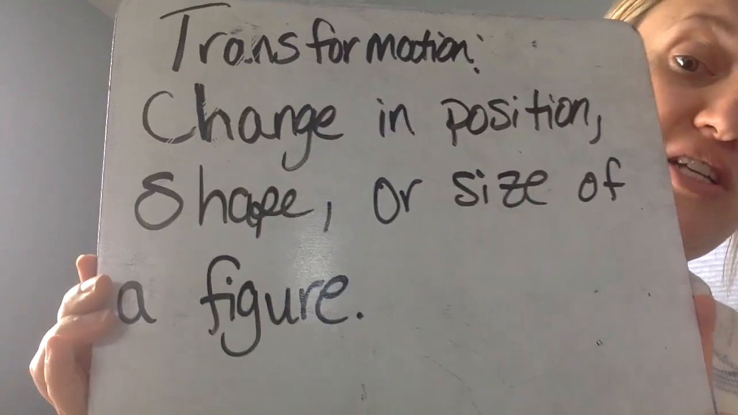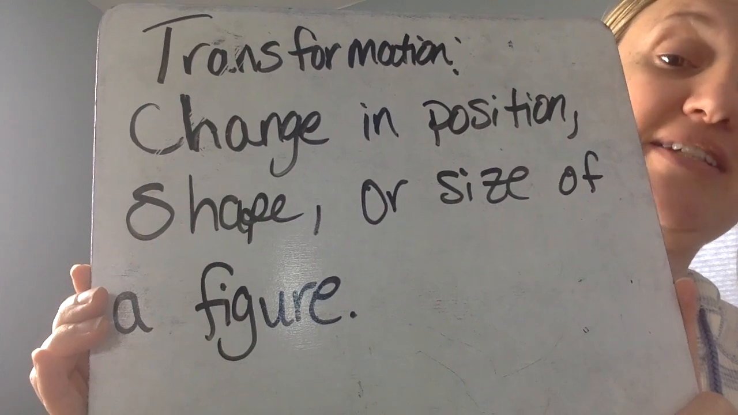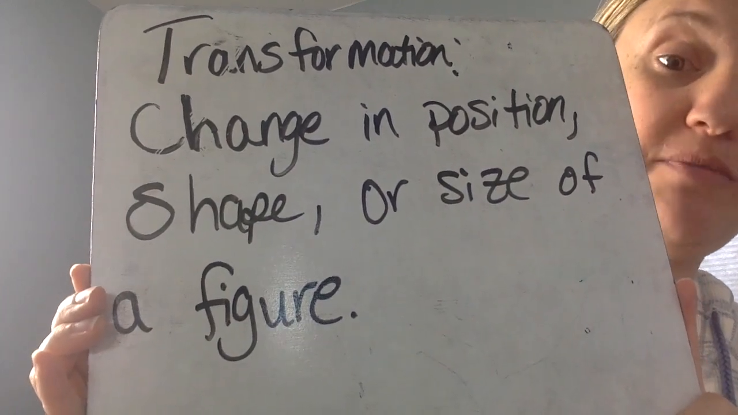So the first thing we're going to talk about is what is a transformation. The definition of transformation is a change in position, shape, or size of a figure. And in a second, I'm going to talk about the types of transformations. So you may have heard about transformations before, like the movie Transformers. Well, that's a transformation. A robot changes completely into a car or vice versa. That's not the type of transformation we're going to do, but it is something to keep in the back of your mind when you're trying to think about it.